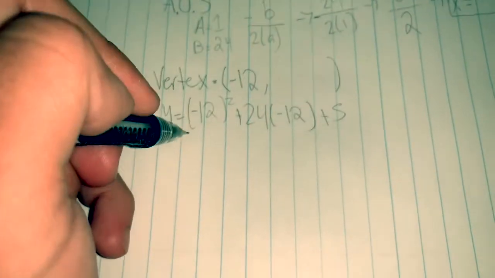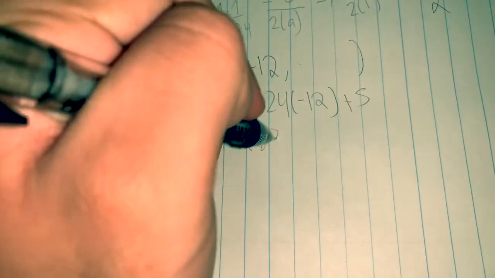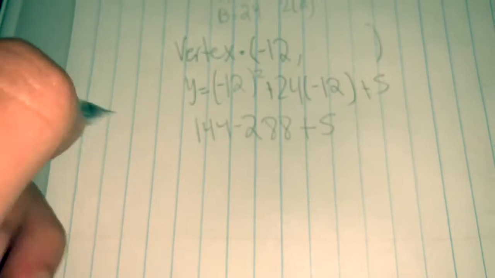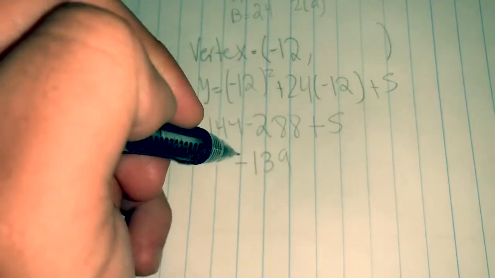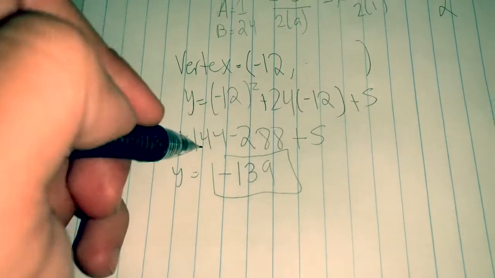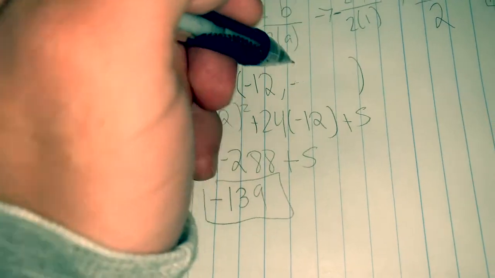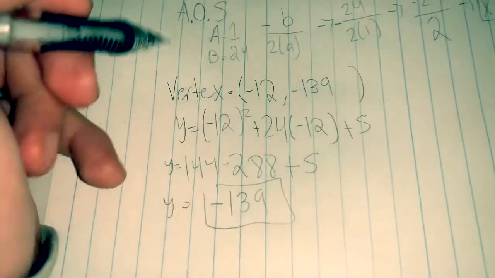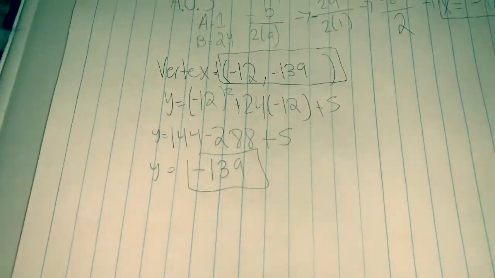After that, we would multiply, which would be 144 minus 288 plus 5. And after that, subtract and add. So at the end, it would be negative 139, which would be what y equals. And that would be what y is in our vertex. So y would be negative 139. So this would be our vertex. And after you find the vertex, you would need to find the y-intercept.